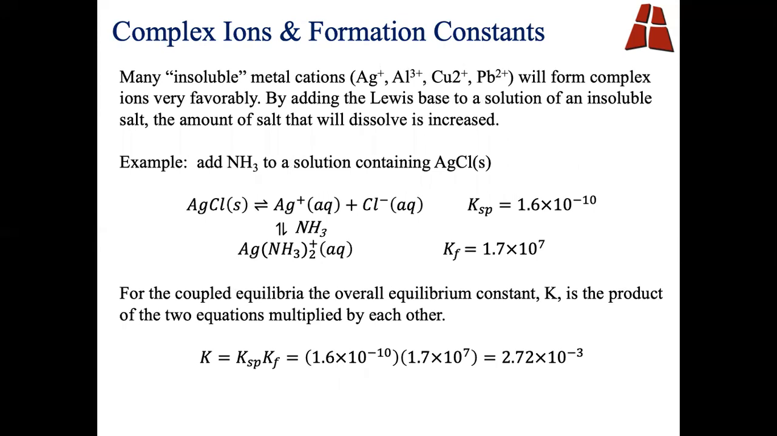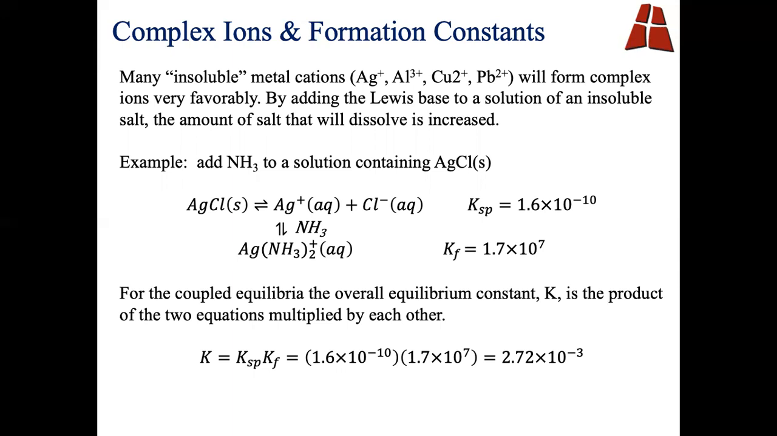Okay, we can add KSP expressions and KF expressions together. So when we do that, say we have silver chloride, when we add in the presence of ammonia, NH3, we can form the complex ion, which is this silver ammine plus, and then our overall reaction constant can be calculated by just multiplying our two K values together. So KSP times KF is equal to our new K value of 2.73 times 10 to the minus third.